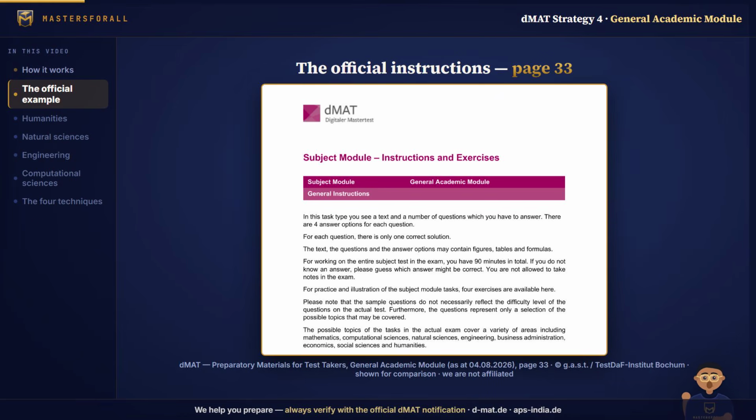General instructions. A text and a number of questions. 4 answer options. 1 correct solution. Figures, tables and formulas. 90 minutes. No notes. And guess if you do not know. And at the bottom, the 8 subject areas. Everything I just told you is on this one page.